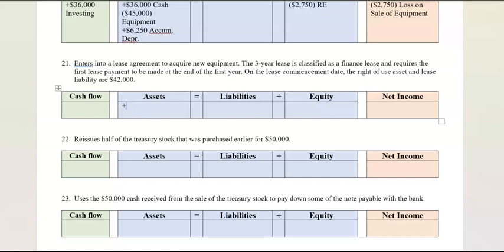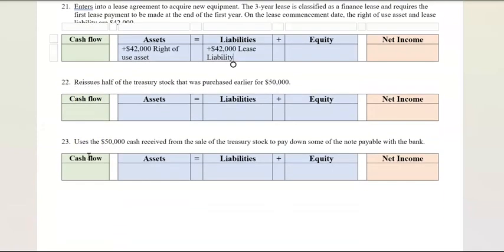So let's record the increase in assets of $42,000 using the account right-of-use asset. And then we're also going to record an increase in liabilities, showing on the books that we owe related to this lease that we've just entered into. No change to net income. When we will see that change to net income is when we make that cash payment, we record the interest expense, and we record the usage of the right-of-use asset.